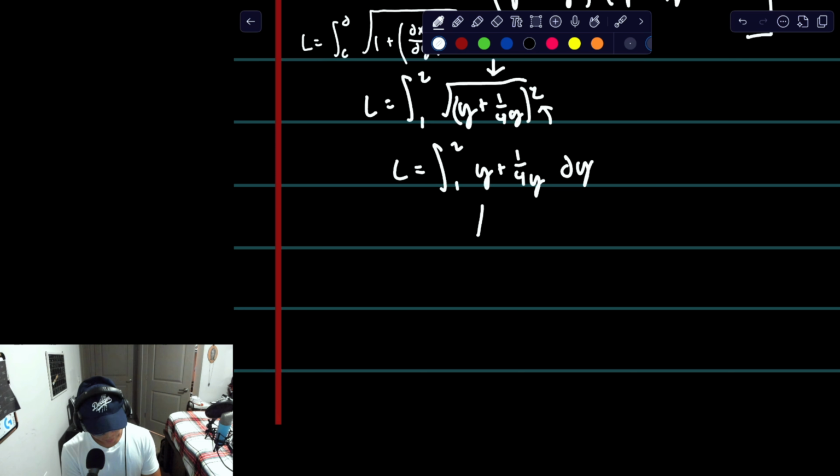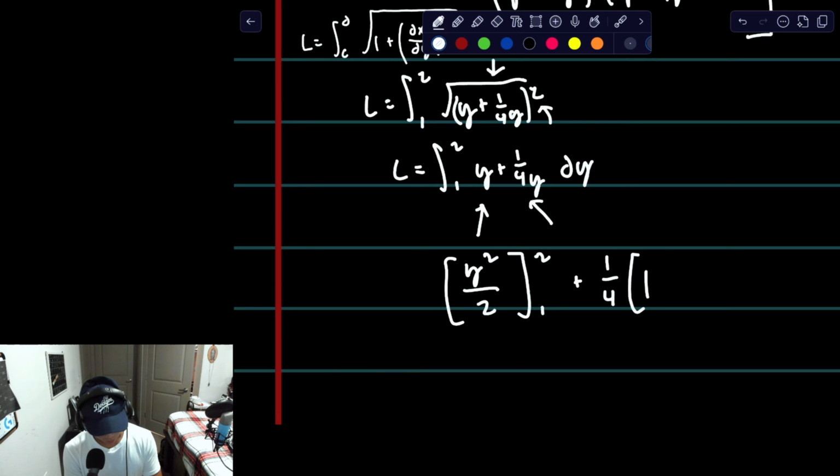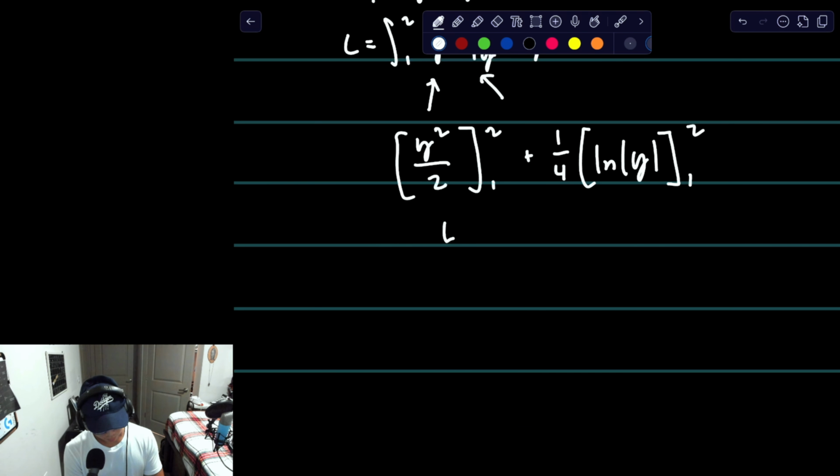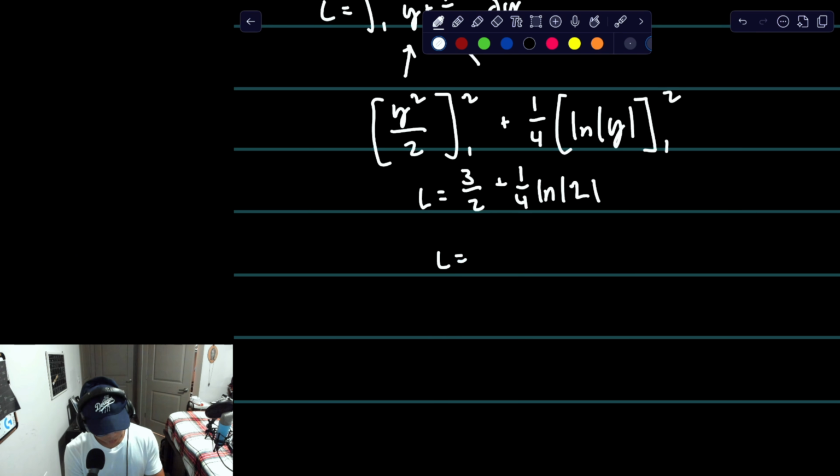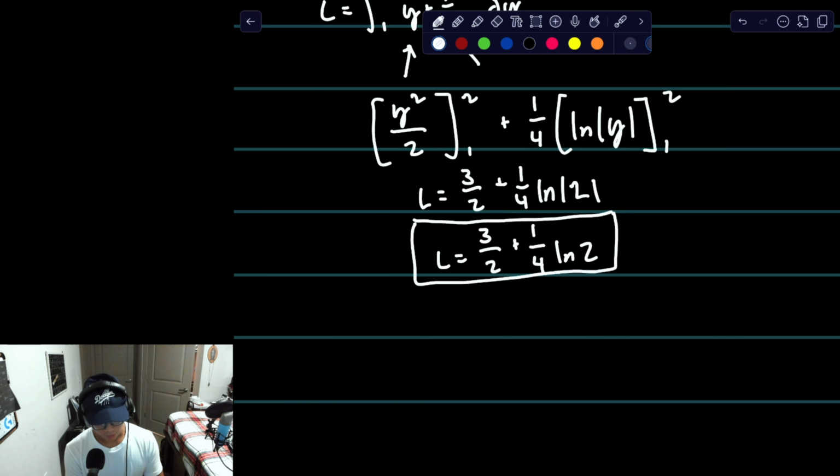Now we can evaluate each integral, with our first part being y squared over 2 bounded from 1 to 2, and the second part being 1/4 times the natural logarithm of the absolute value of y, bounded from 1 to 2. That's just a definite integral that you can solve, which lands you at an answer of 3/2 plus 1/4 natural logarithm of 2. You can always remove the absolute value since you already know it's a positive number, so you could just say natural logarithm of 2. And that is our final answer.